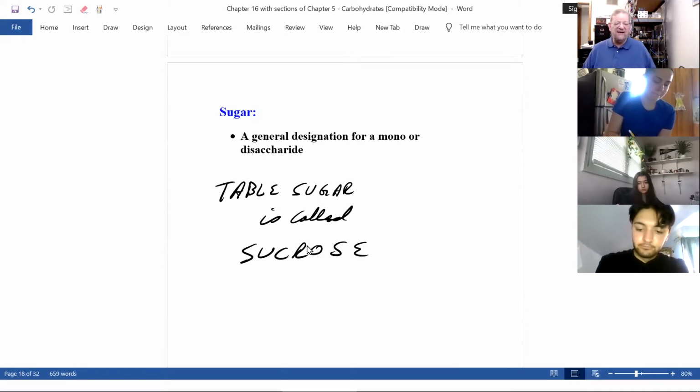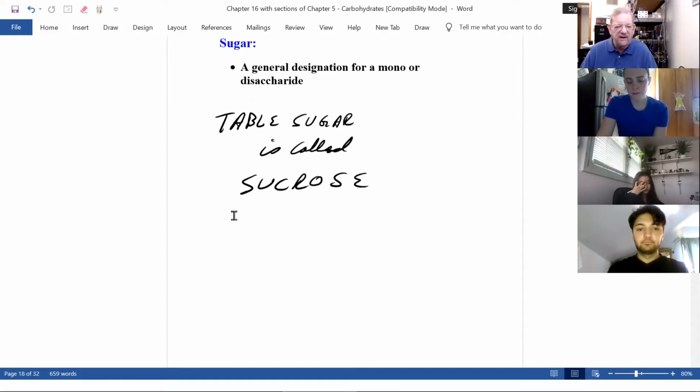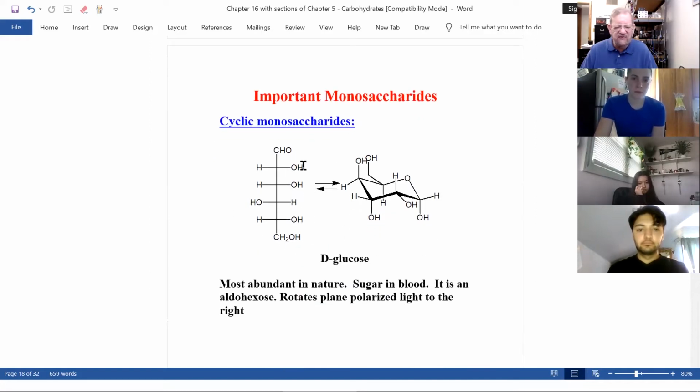This is not an IUPAC name, it's a common name that everybody uses. Table sugar is called sucrose, and I'll talk more today about the structure of sucrose. And so table sugar is a sugar because it's a disaccharide, which I mentioned earlier. I'll never ask you is sugar a disaccharide, but you should know that. And it's called sucrose. Now, forget about this right now. I'm going to come back to this in a little while.